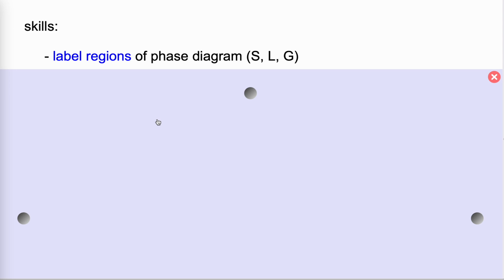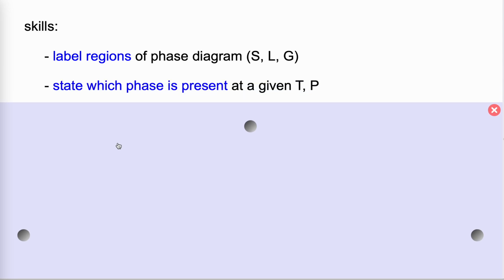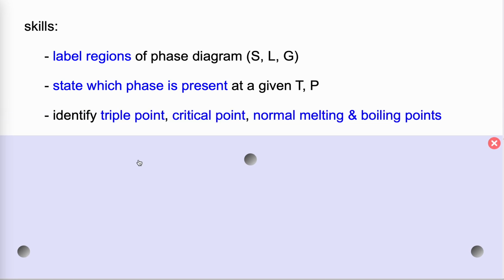Number one, label the regions of the phase diagram. That is, indicate clearly which region corresponds to a solid, which region corresponds to a liquid, and which region corresponds to the gas phase. If I specify a particular temperature and pressure, you should be able to find that point on the graph, and then based on which region it lands in, tell me which phase or physical state is present at that particular temperature and pressure.